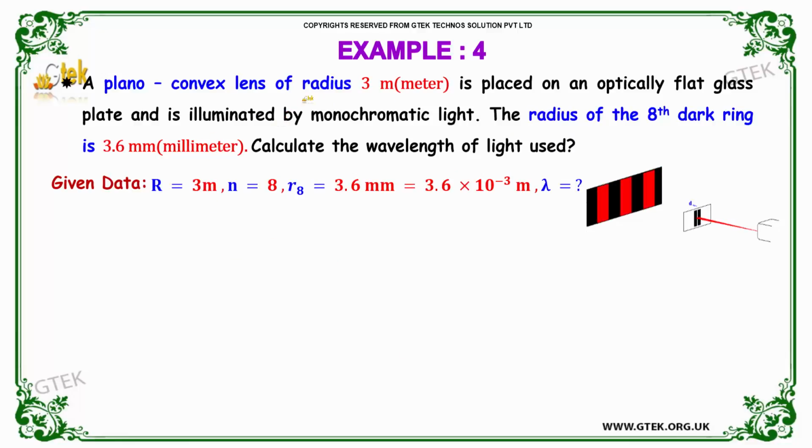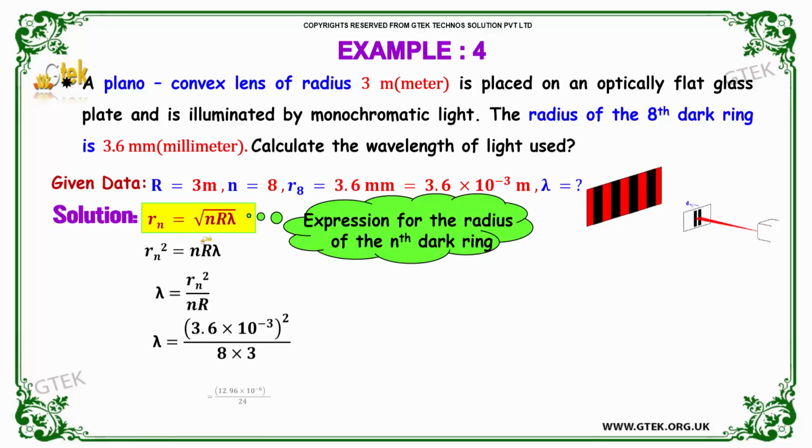A plano convex lens of radius 3 meter is placed on an optically flat glass plate and is illuminated by monochromatic light. The radius of the 8th dark ring is 3.6 millimeter. We need to calculate the wavelength of the light used. The radius R is 3 meter, n is equal to 8, and the radius of the 8th dark ring is 3.6 millimeter, that's 3.6 into 10 power minus 3 meter. We need to identify the lambda value.